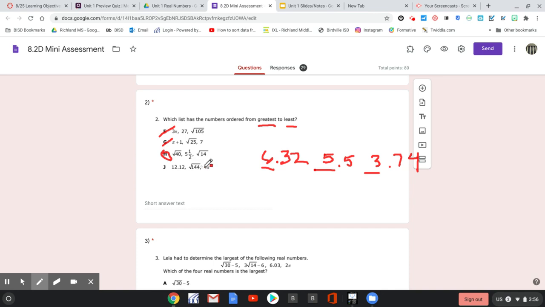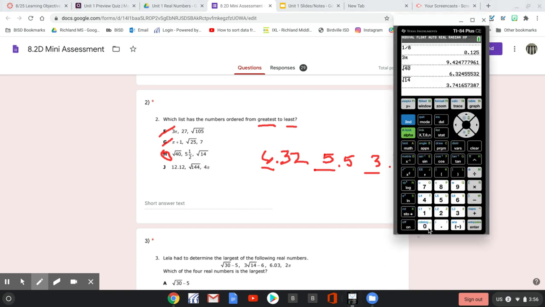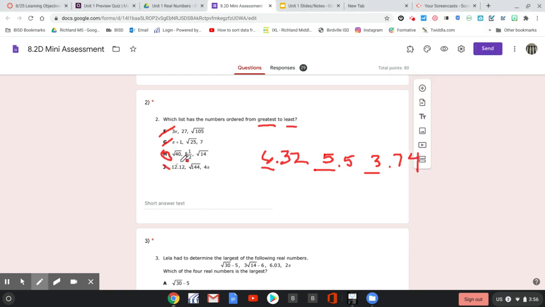This is a 12. Let's see what the square root of 144 is. Second, square root 144, enter, and that's a 12. So 12.12 is bigger than 12. So we need to see what 4 times pi is. 4 second pi, and that's higher, so it can't be that. So we were right. Our answer is H.